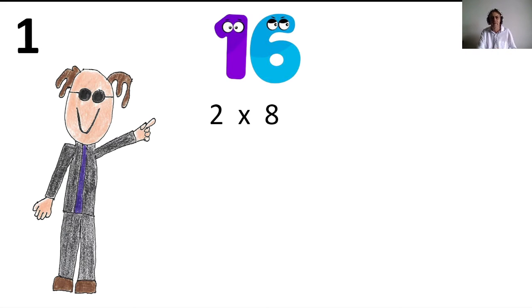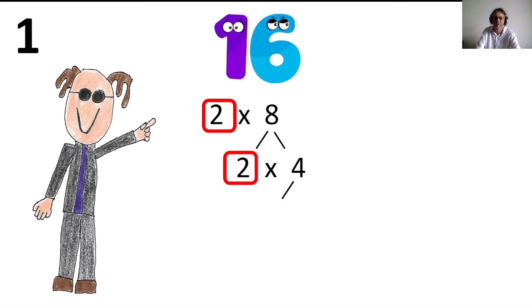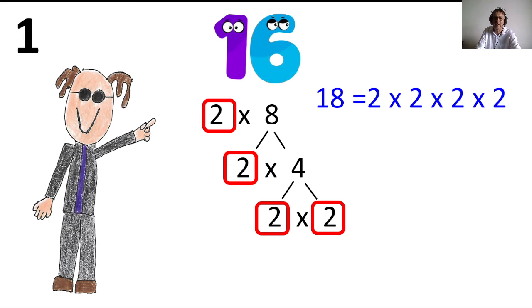Okay, so we divide 16 by 2 and it gives us 2 times 8. Then we divide 8 by 2 and it gives us the equation of 2 times 4. And we divide 4 by 2 to give us an equation of 2 times 2. Gives us an answer of 2 times 2 times 2 times 2. Now, let's simplify it.